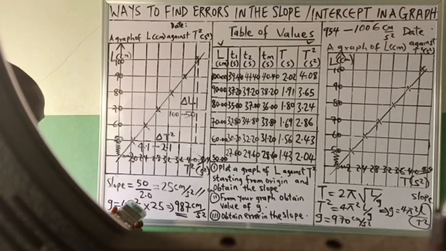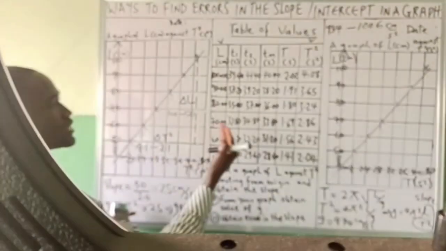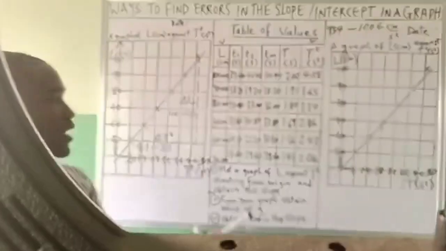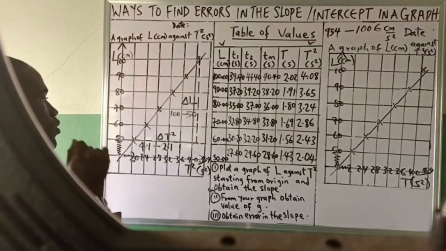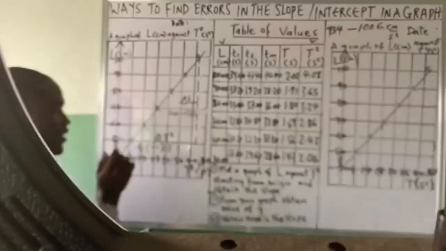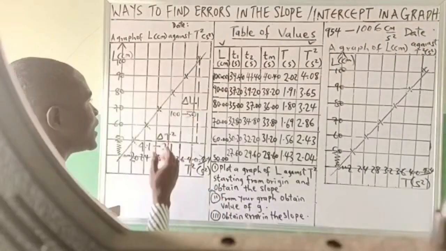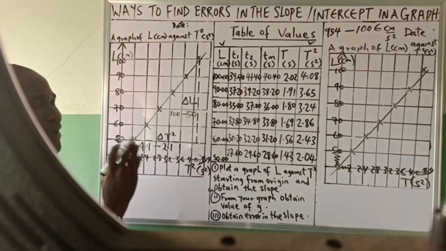Next is to get the error in the slope. Let's see how to get it. We want to see how to get it in two different ways. Now, to get the error in this slope, we want to follow the first method, that is the method of best fit and worst fit.